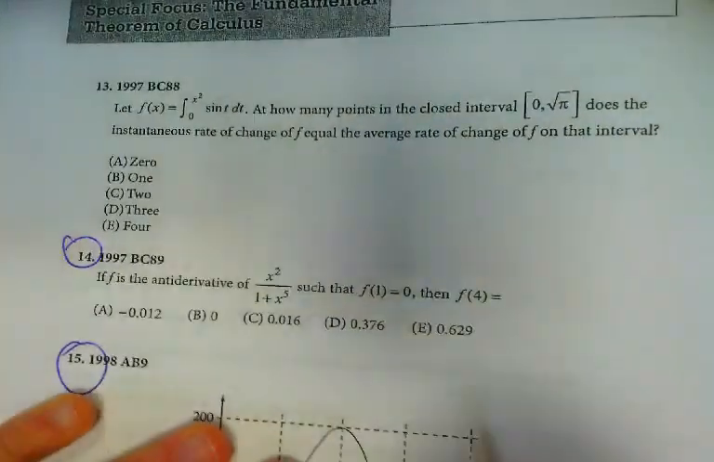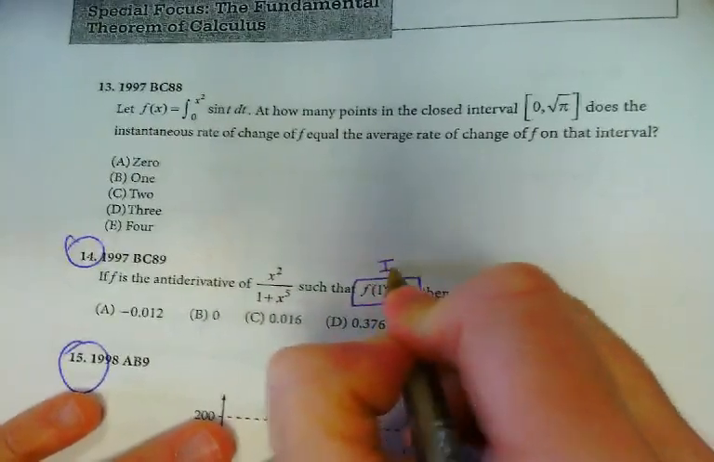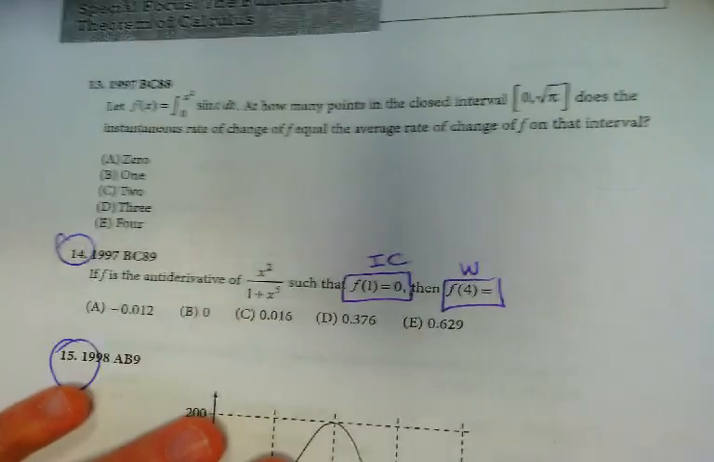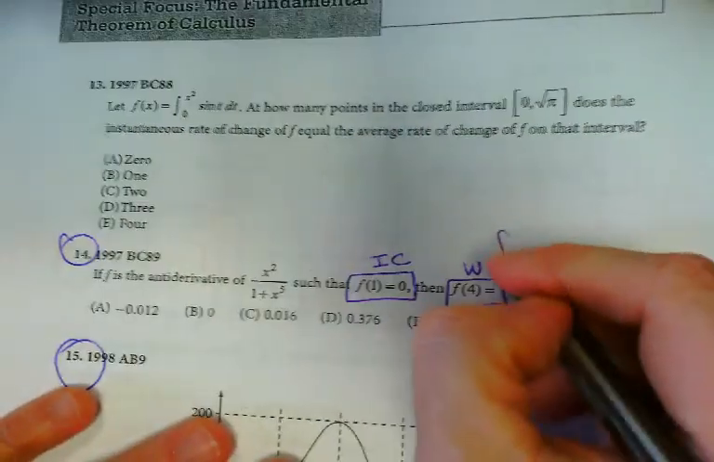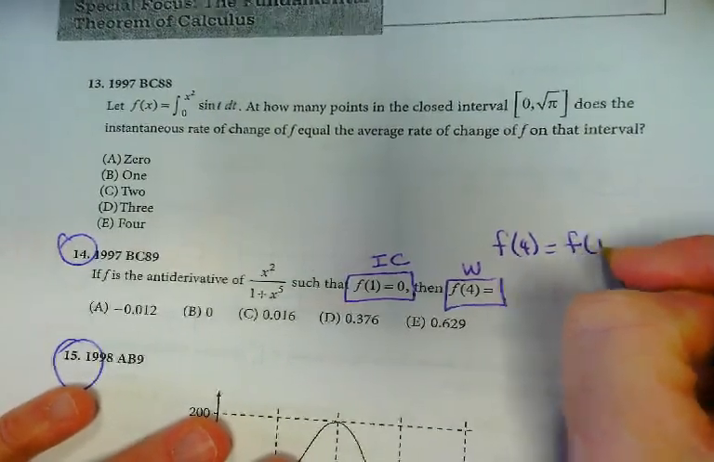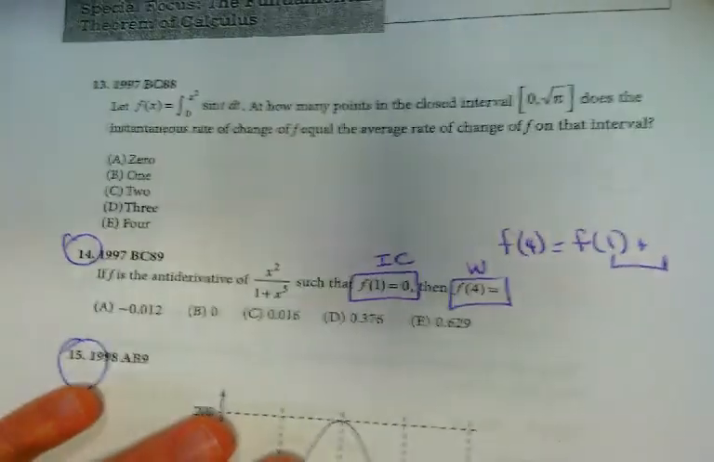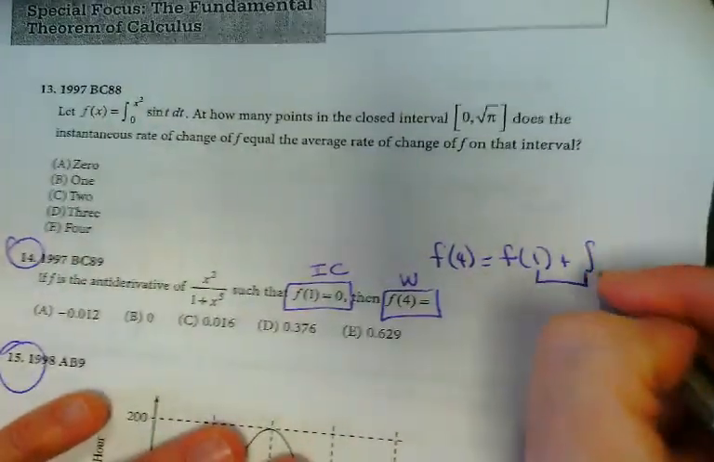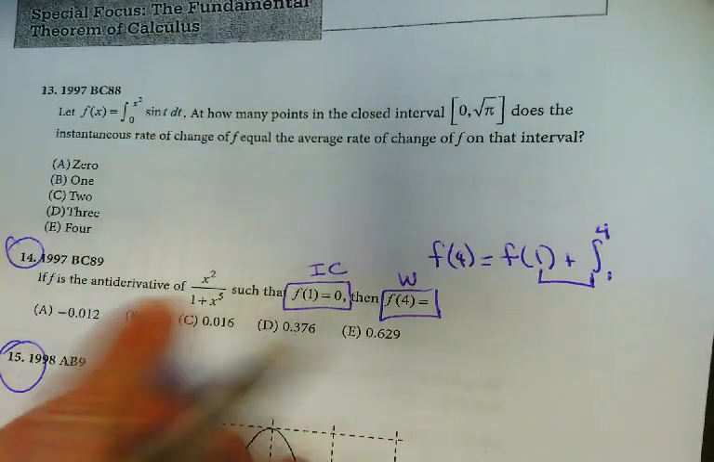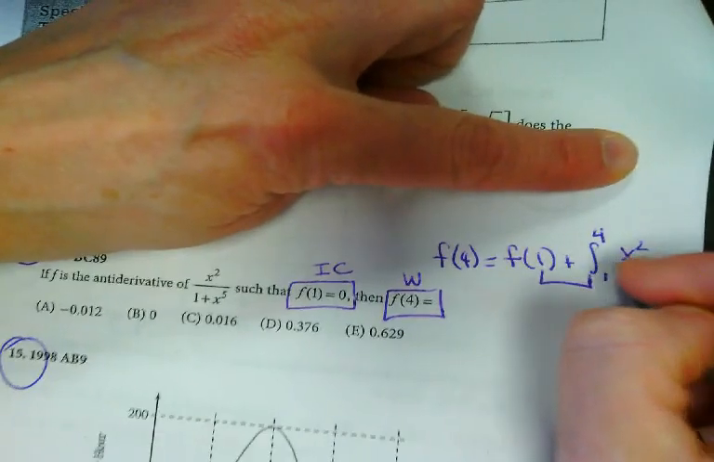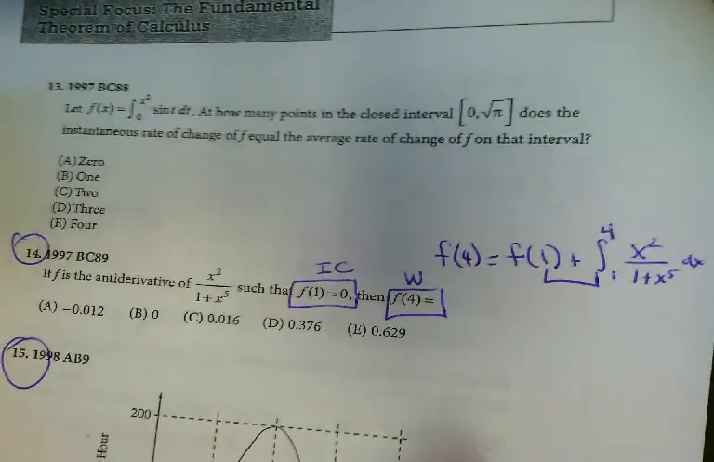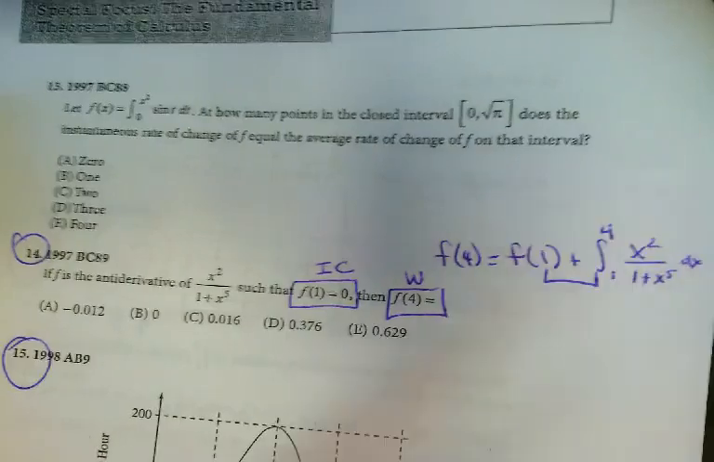14. Again, initial condition. Want. Every paper should have the same formula written down. I want F of 4. Who should I be writing next? F of who? F of 1, plus, that means these bounds have to be the same. The integral from 1 to 4. If I want F, I'm integrating f prime, and F is the antiderivative of this, so this is who I'm integrating. But every paper should have that written down. My want equals the initial plus the integral from initial to 1.